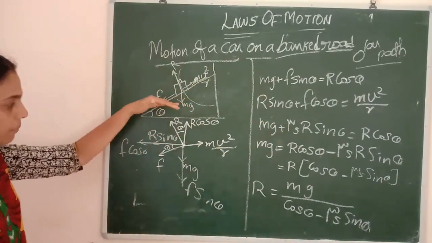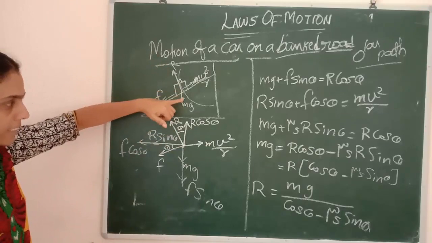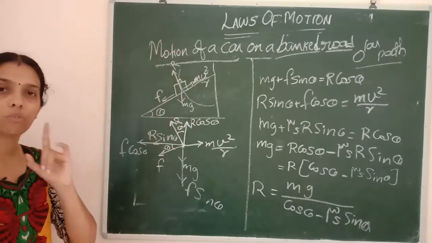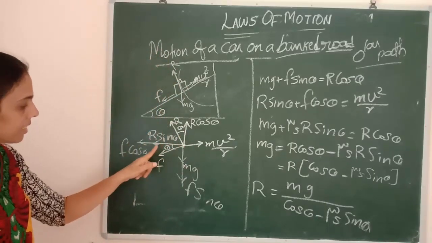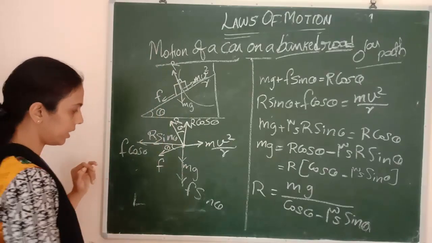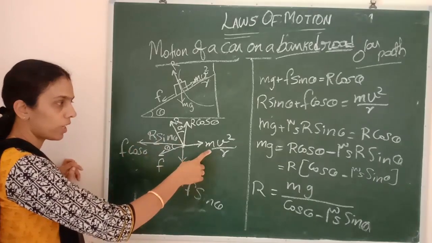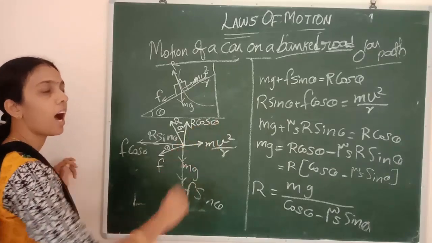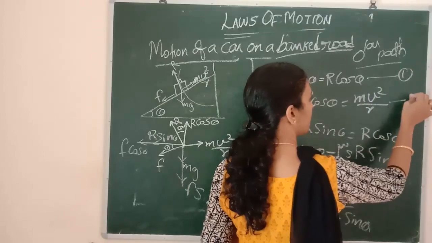So from this diagram, you should understand very clearly. mg is acting exactly downwards. R will be perpendicular to the surface of the object, so it is acting like this, at an angle theta. Since it is making an angle, the angle of repose is theta over here. So F cos theta plus R sin theta is balanced with mv square by R, and F sin theta plus mg is balanced with R cos theta. So here we are getting two equations based on this one.